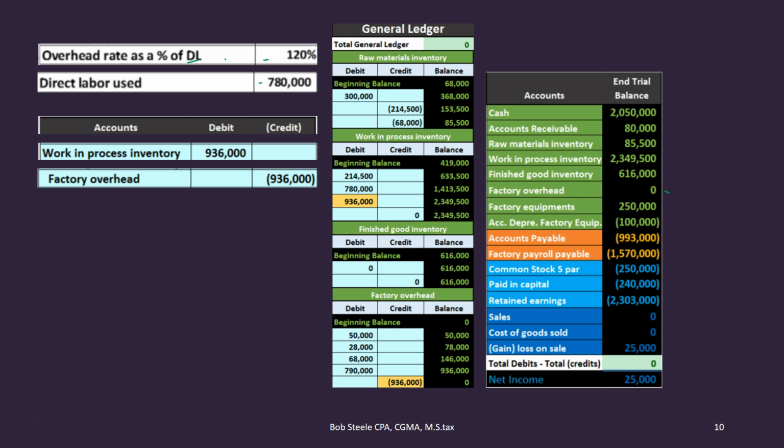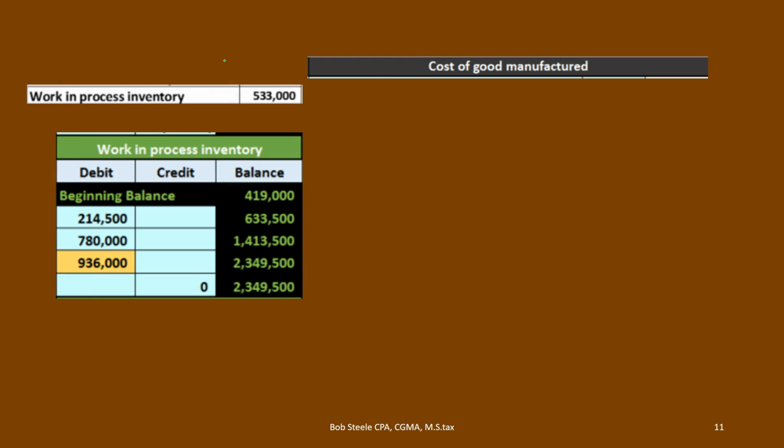So note that when we allocate out the factory overhead based on something like direct labor, direct labor has nothing to do with factory overhead. Direct labor has already been recorded separately. It's not like we're recording the direct labor. We're using direct labor in order to help us to allocate the factory overhead. All right, so then we've got the next transaction. Work in process inventory is 533.